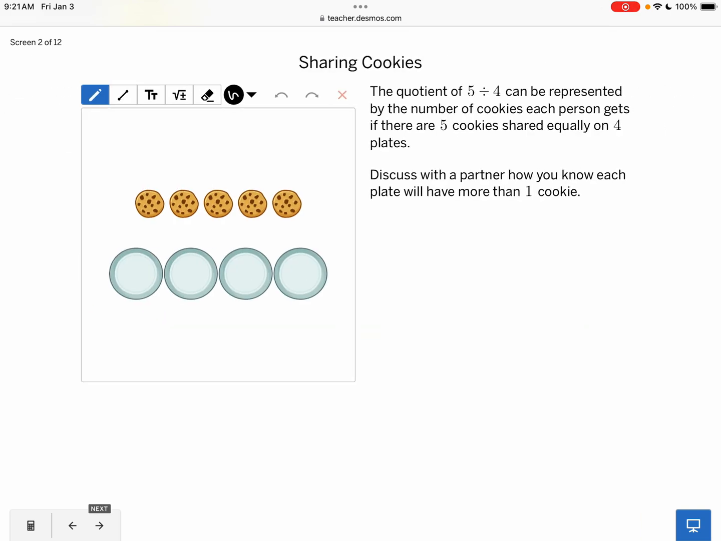Okay, moving on to the next question. It says the quotient of 5 divided by 4 can be represented by the number of cookies each person gets if there are 5 cookies shared equally on 4 plates. Discuss with a partner how you know that each plate will have more than 1 cookie. Well, if I were to split this up, each plate gets 1 whole cookie, and then I have 1 cookie left. So I would split this into fourths and each plate would get 1/4. So I know that each plate will have more than 1 cookie because there are more cookies than there are plates.